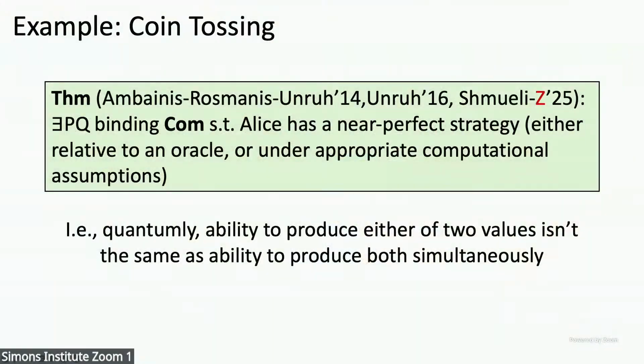Just talking about this theorem. Basically what they showed is that you can have a commitment that is binding in the post-quantum sense, so replace PPT with QPT. But Alice has a near-perfect strategy even with that commitment. Even though Alice commits to the C, somehow she's able to answer with 0 or 1, depending on whatever Bob's bit is, but she can't produce both.